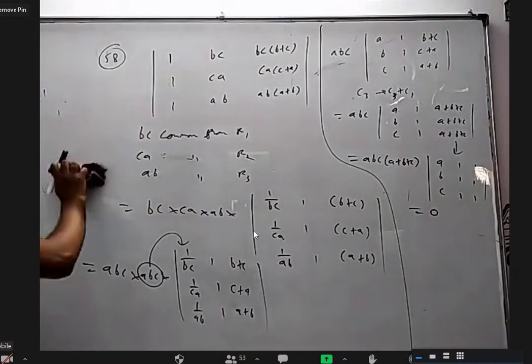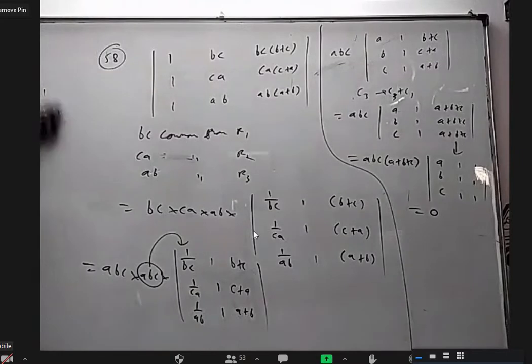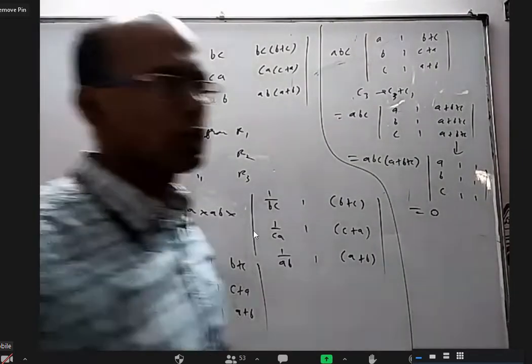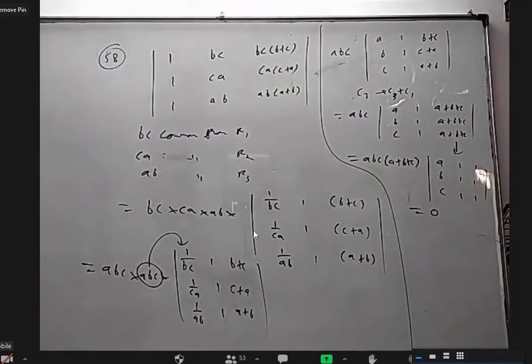So this is not the only way. The other way can also be done. Anybody still have any doubt regarding 58, or you want to tell a different method? You are welcome.